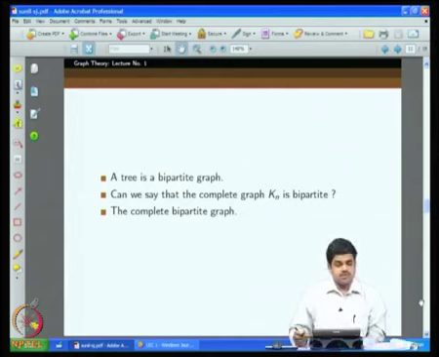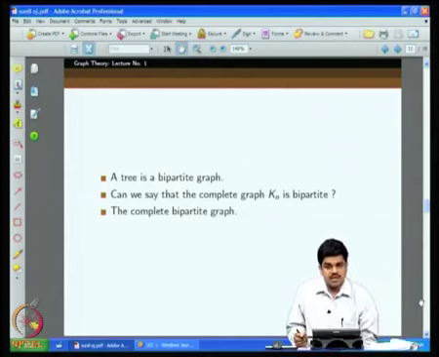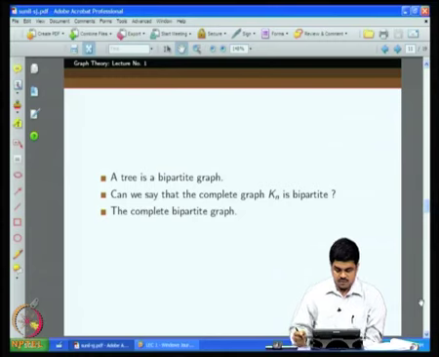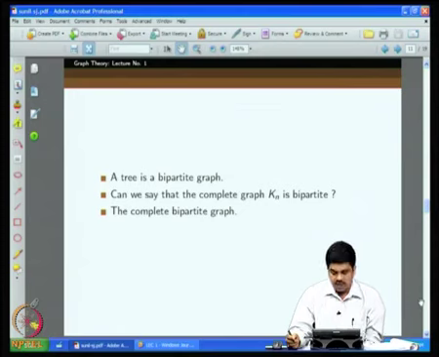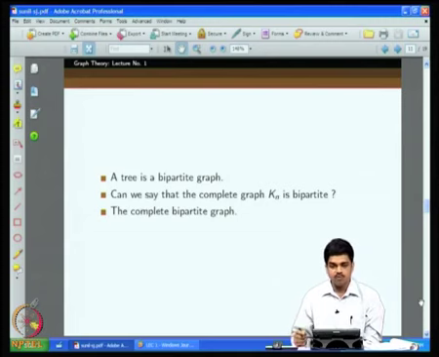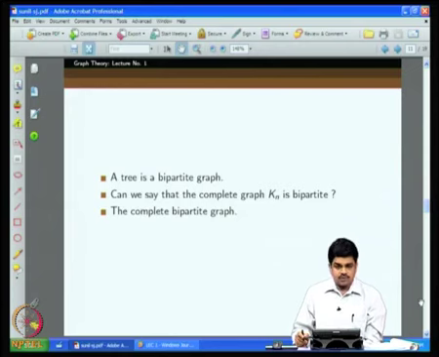Now, see, because the triangle, K3, is not a bipartite graph, we know that no complete graph Kn where n is greater than or equal to 3 is a bipartite graph. If the complete graph on 3 vertices itself cannot be placed like that, then a complete graph on more vertices cannot be placed like that. But then there is a notion of a complete bipartite graph.